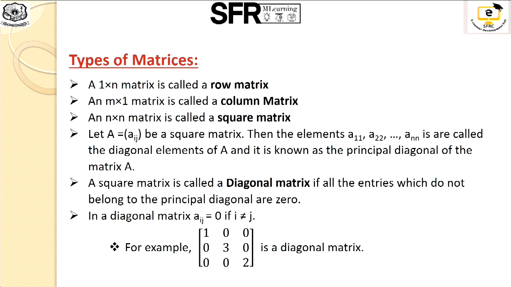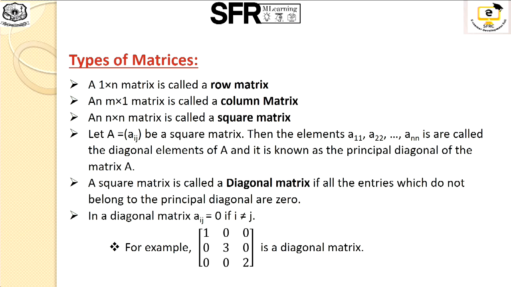A square matrix is said to be a diagonal matrix if all the entries which do not belong to the principal diagonal are 0. Mathematically, we can say that in a diagonal matrix all the entries with i not equal to j, that is, except the principal diagonal entries, are 0. It is denoted as a_ij equal to 0 for all i not equal to j.